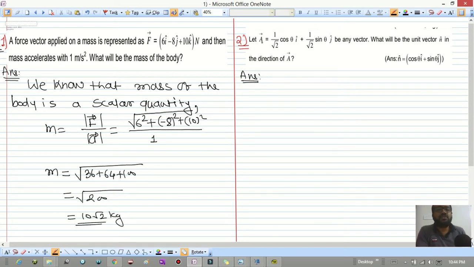So second question we have: let a bar be equal to 1 by root 2 cos theta i hat plus 1 by root 2 sin theta j hat, be any vector given. What will be the unit vector in the direction of a bar?